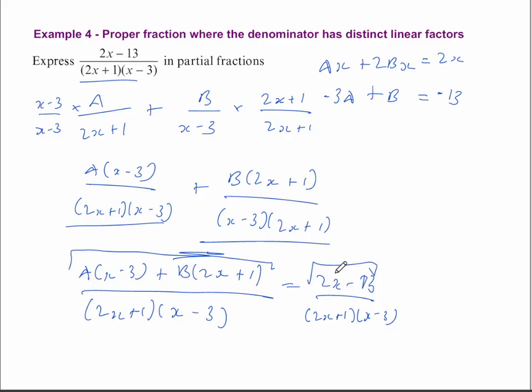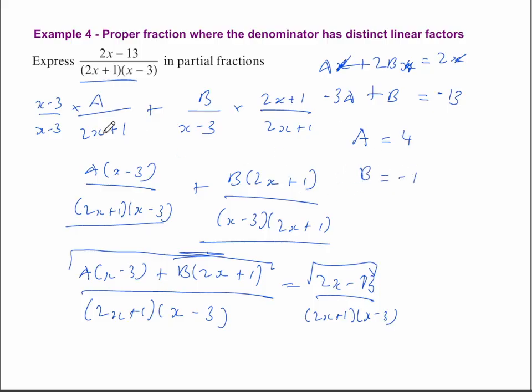And this is just a case of simultaneous equations where A + 2B = 2. We can get rid of the x's because we're only dealing with the coefficients. A + 2B = 2 and -3A + B = -13. Solving this simultaneously will give us that A is equal to 4 and B is equal to -1.